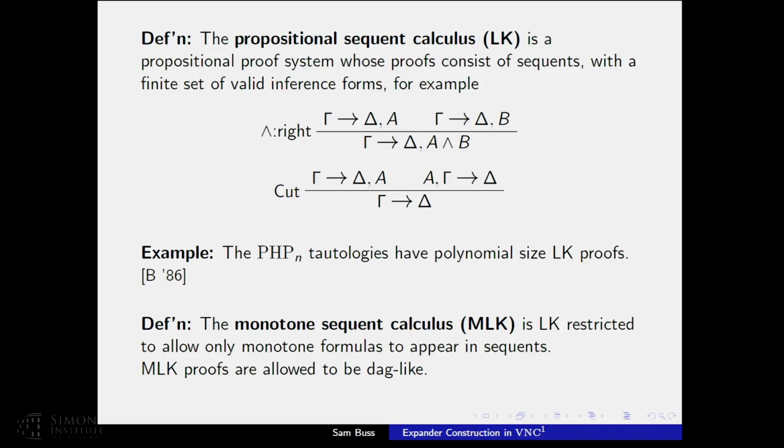For propositional logic LK, we allow not only monotone formulas, but also non-monotone formulas. And we have general rules like the cut rule and the and-right rule. A classic result is that the pigeonhole principles have polynomial size LK proofs where you allow non-monotone formulas in the proof. The monotone sequent calculus is the same thing, except you restrict to having only monotone formulas appearing anywhere in the proof. And, technical point, we do allow monotone LK proofs to be DAG-like, not just tree-like.